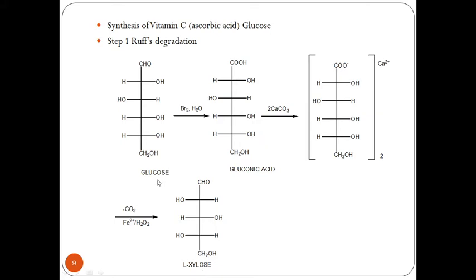So in glucose, where we started with a 6 carbon atom component, we end in a 5 carbon atom component, which is xylose. That is step 1, which is called Ruff's degradation. Glucose gets converted to gluconic acid, further converted into a calcium salt, loses carbon dioxide and gets converted to xylose.